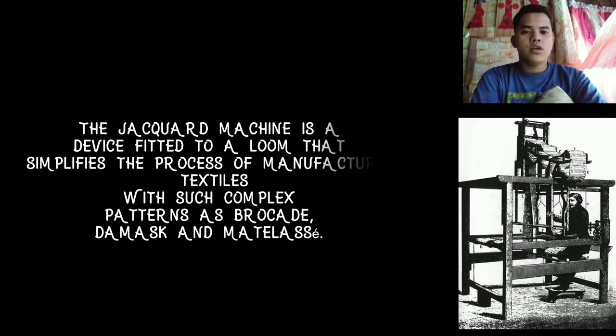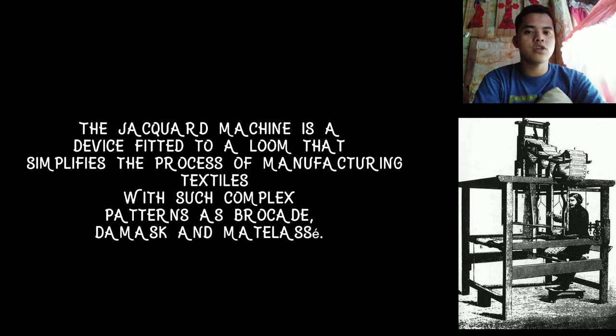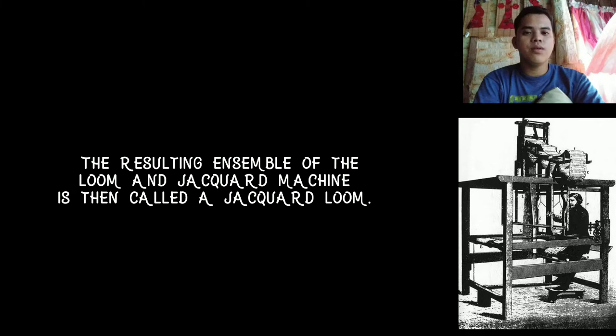The Jacquard machine is a device fitted to a loom that simplifies the process of manufacturing textiles with such complex patterns as brocade, damask, and matelassé. The resulting ensemble of the loom and Jacquard machine is then called a Jacquard loom.